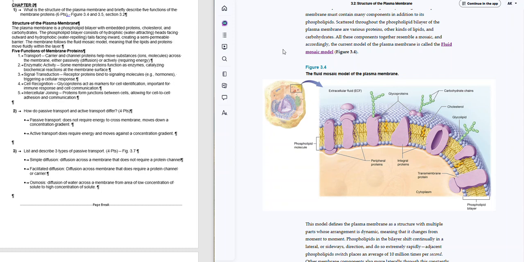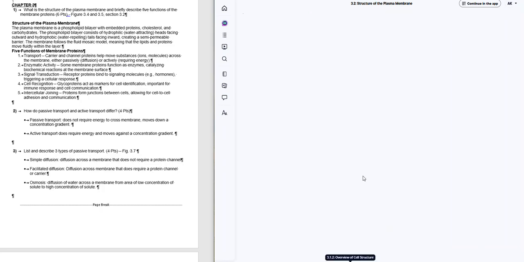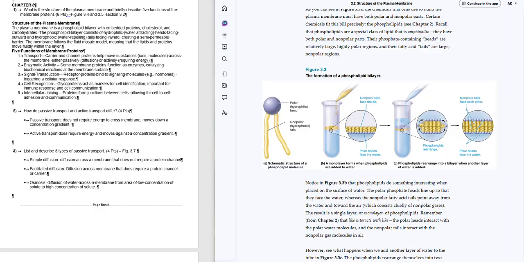So this will be a quick review for Chapter 3 in Exam 1. So remember, the structure of the plasma membrane is that it is a phospholipid bilayer, made up of a polar hydrophilic head and a nonpolar hydrophobic tail, meaning this one loves water, this one hates water, and that when you put them in a watery environment, the water-loving heads will point out and the hydrophobic tails will point in.